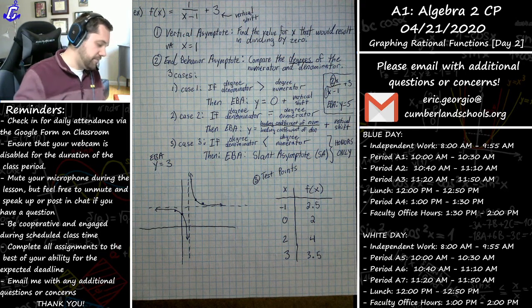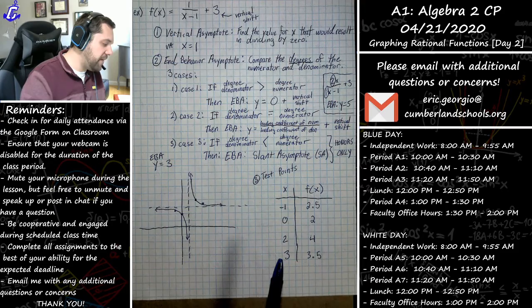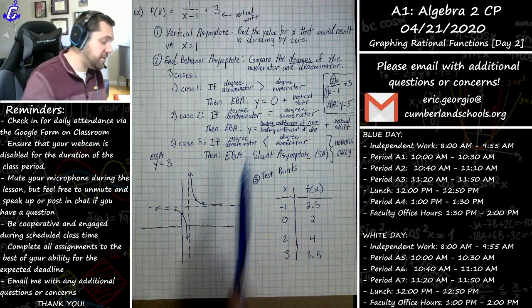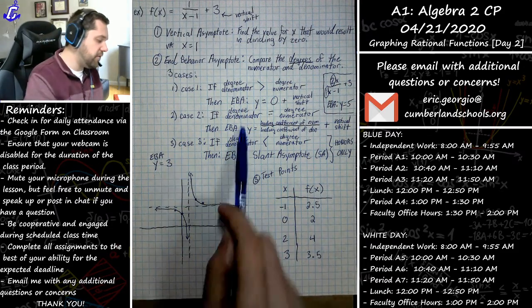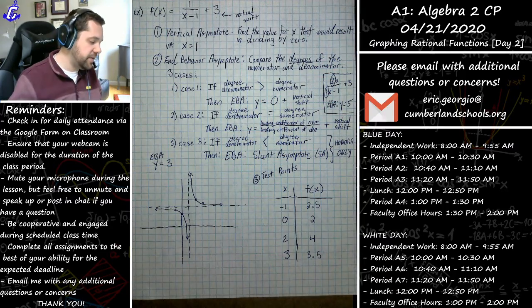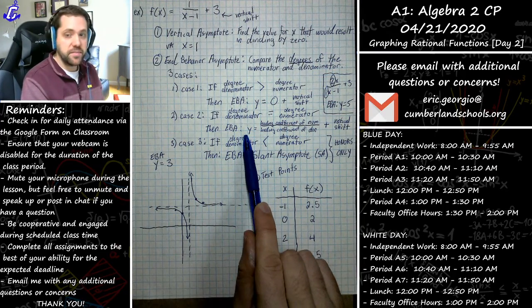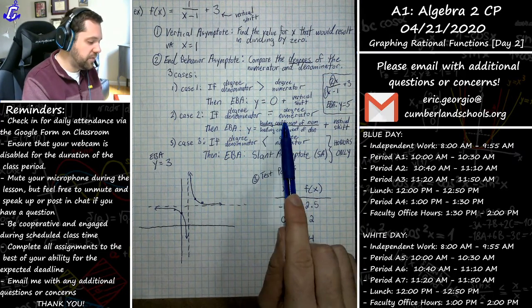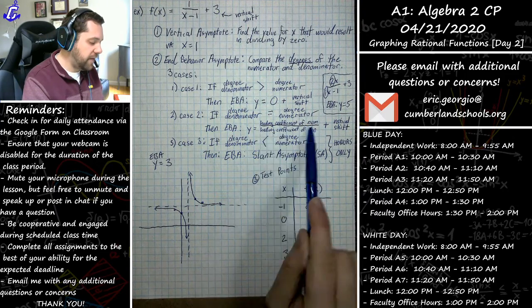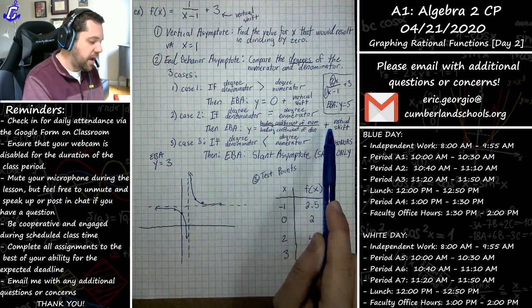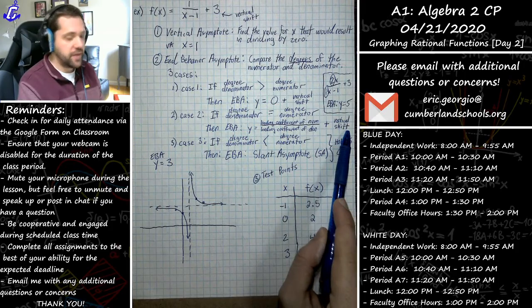All right, so that's what we got with the end behavior asymptote. Now, there's another case. Case 2, what if they're the same? If the degree of the denominator is equal to the degree of the numerator, the end behavior asymptote becomes a fraction. It becomes the leading coefficient of the numerator divided by the leading coefficient of the denominator, and then plus any vertical shift that you have.